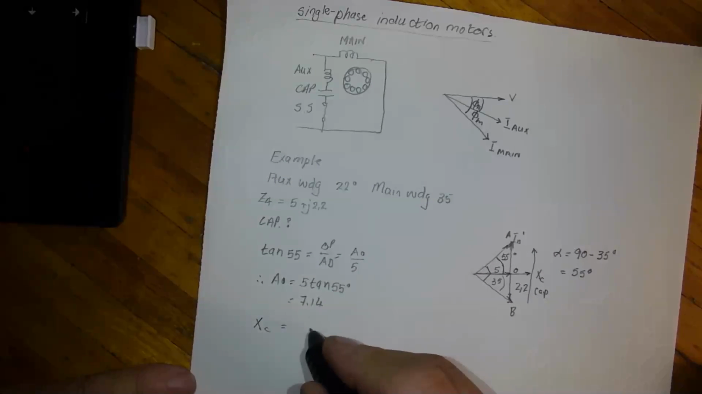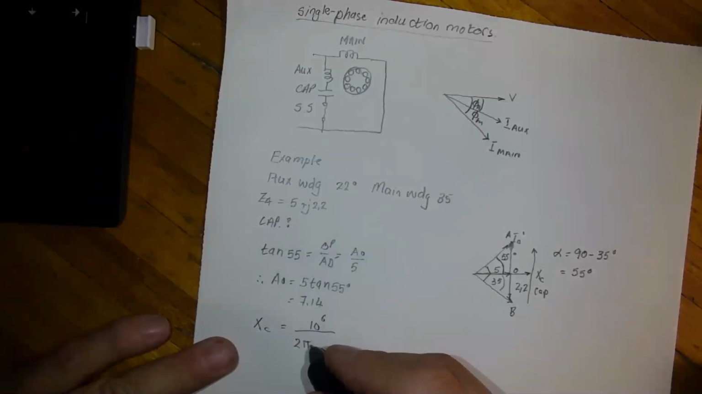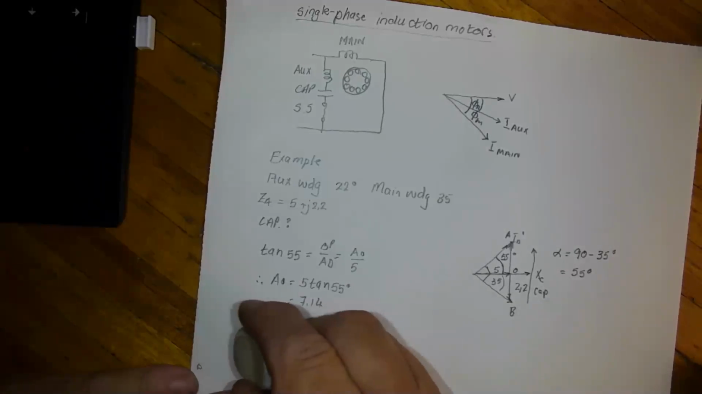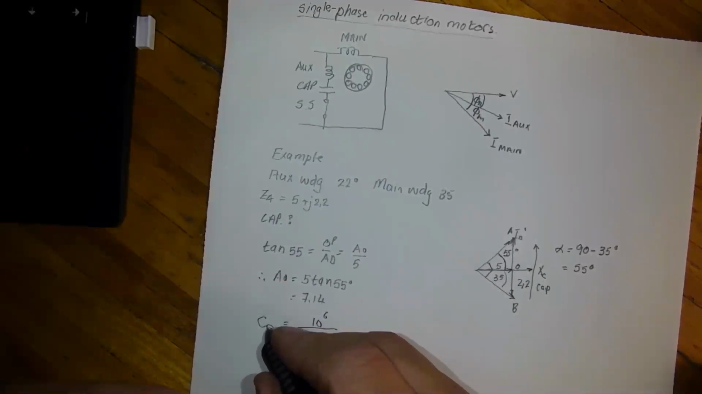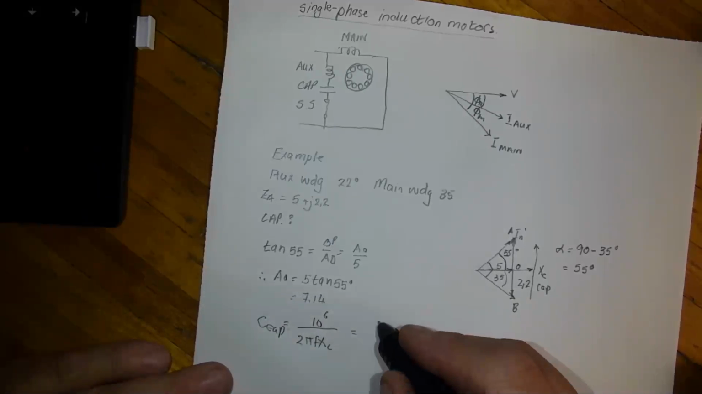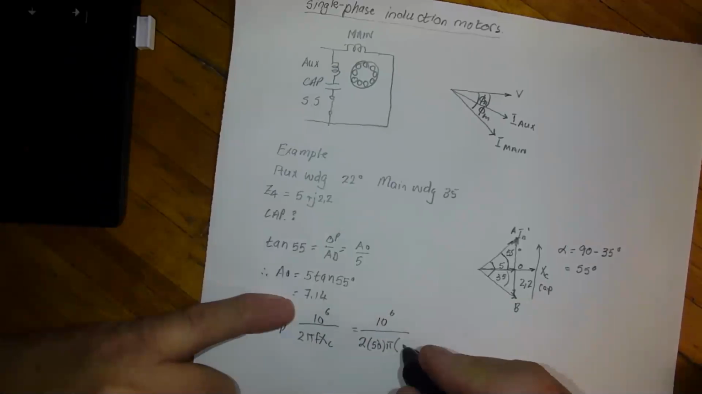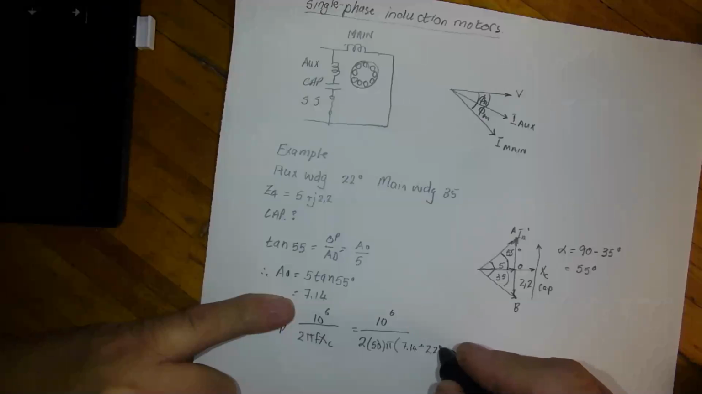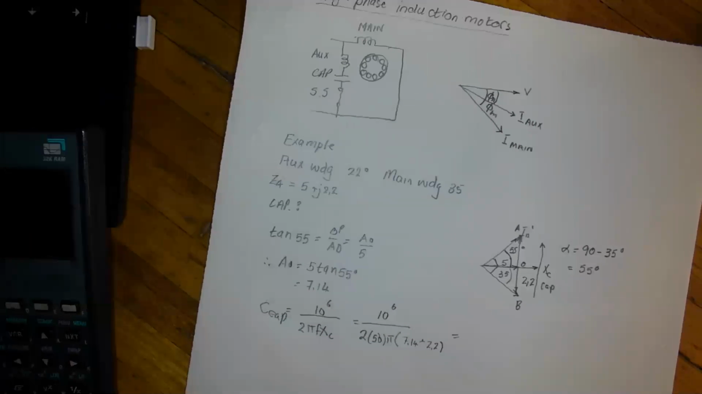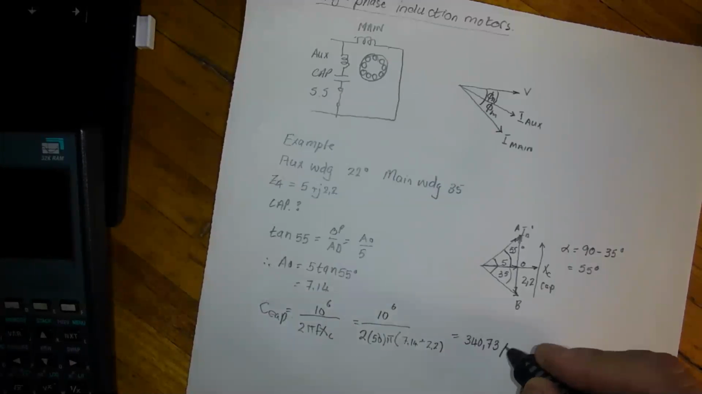Now XC is 10 to the power of 6 divided by 2 pi F C. Sorry, C of a cap is 1 over 2 pi F XC. Now that means it's 10 to the power of 6 divided by 2 times 50 times pi, and XC is 7.14 plus 2.2. And that will give us a value of 340.73 microfarad.